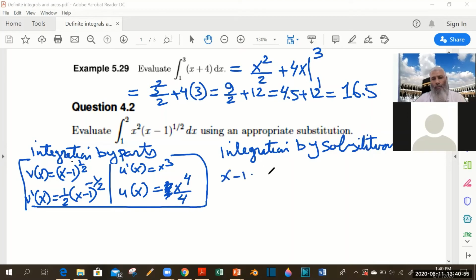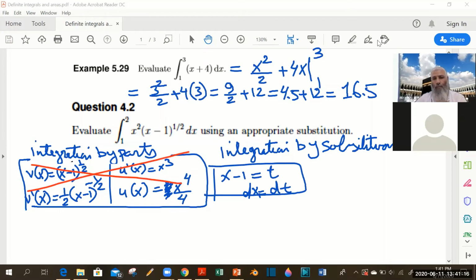x minus 1 is t. So dt is dx. Yes, I'm here, I'm listening. So now we can use it, yes? Let's try from 0 to 2.